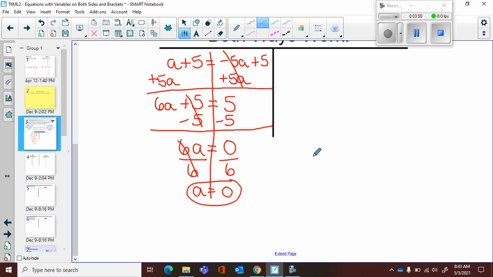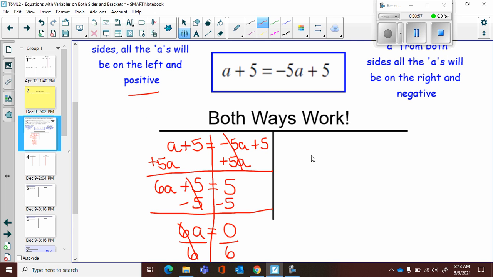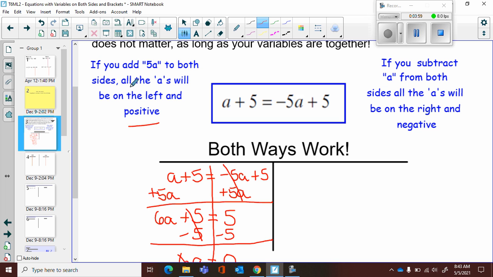Okay, so let's try it the other way and see if it works out to the same answer. So in the first way that we did it, we added 5a to both sides in order to move this 5a over to the other side so that we had all our a's on the left. This time we're going to move all our a's to the right-hand side. So we have our equation, a plus 5 equals negative 5a plus 5. I'm going to draw my line.